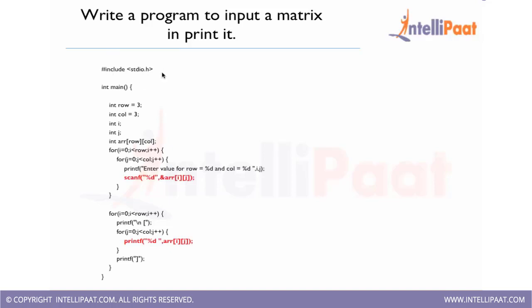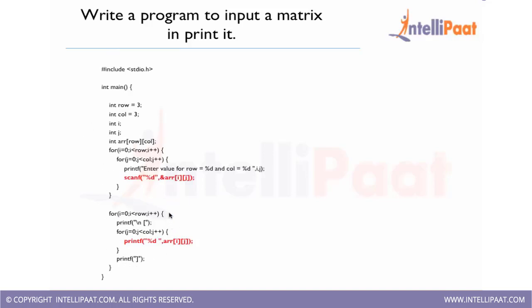Program will look like this: hash include stdio.h, int main. So I am declaring row equal to 3, column equal to 3, int i, j. I am declaring one array, a two-dimensional array with 3 rows and 3 columns. Now I have to run 2 loops, one which iterates through the rows, and one more loop which iterates through the columns, and then I am printing: enter the value of which row and which column you want to get. Scanf, I am getting the value for that particular location. So this is how I get input from the user.